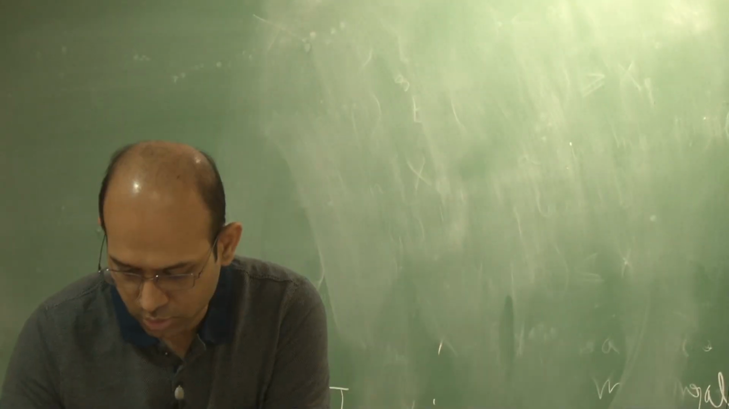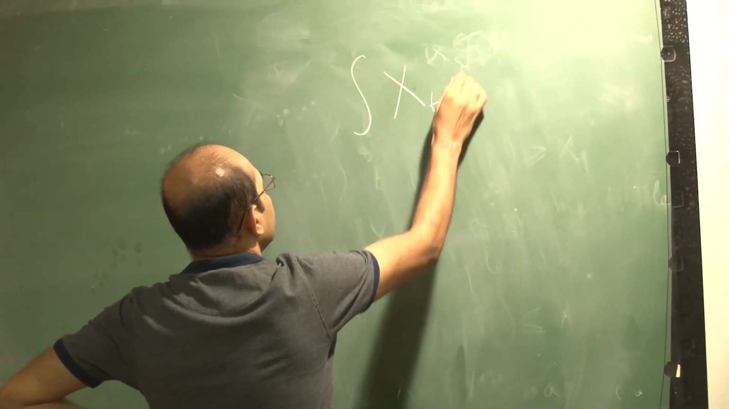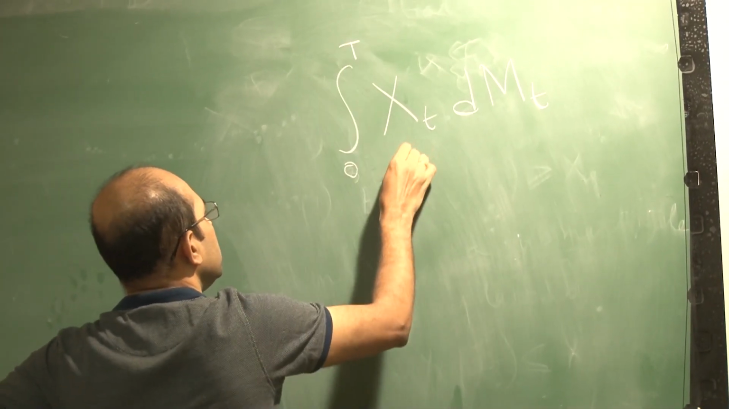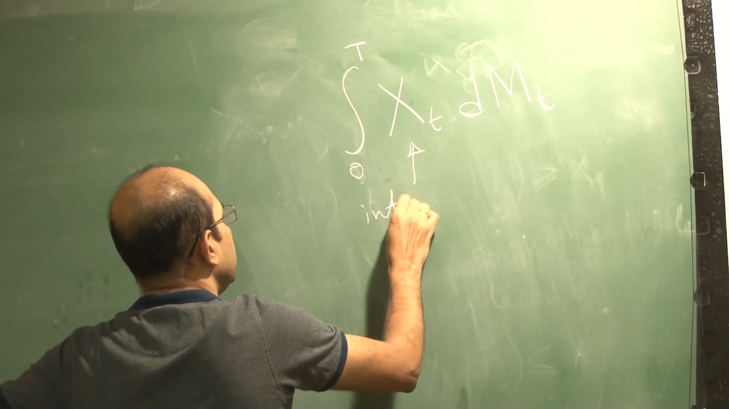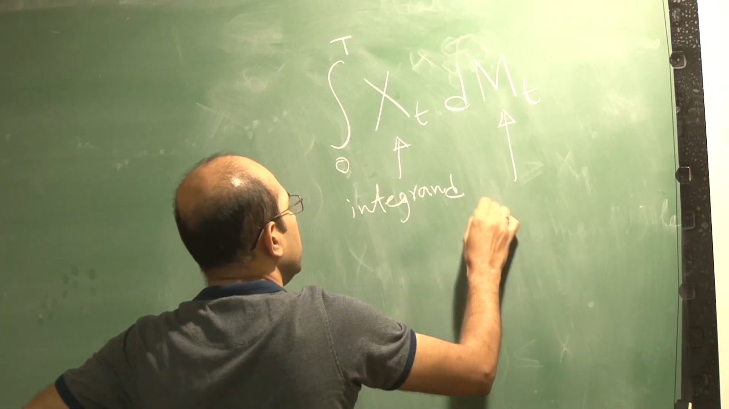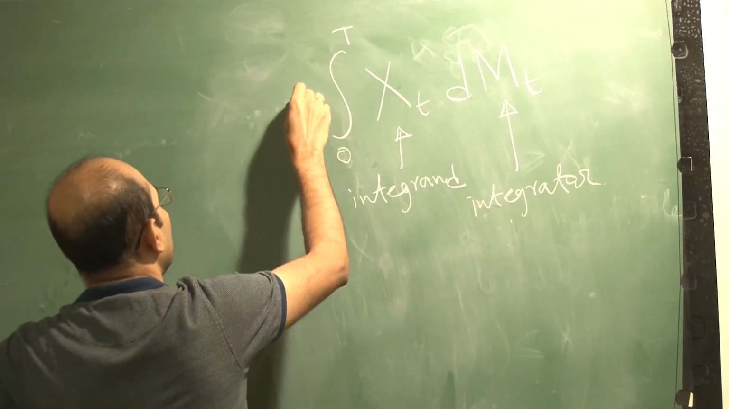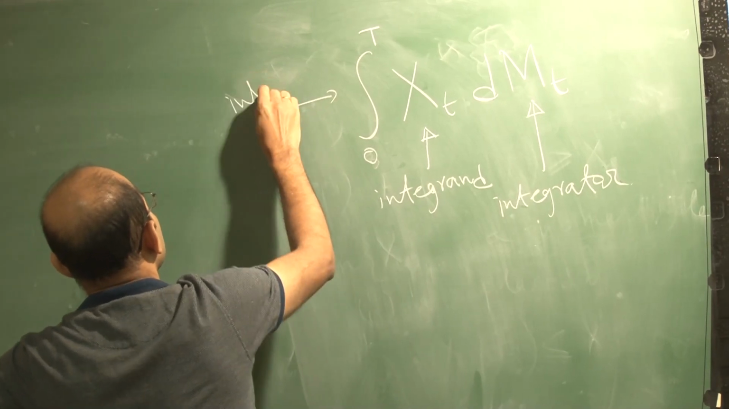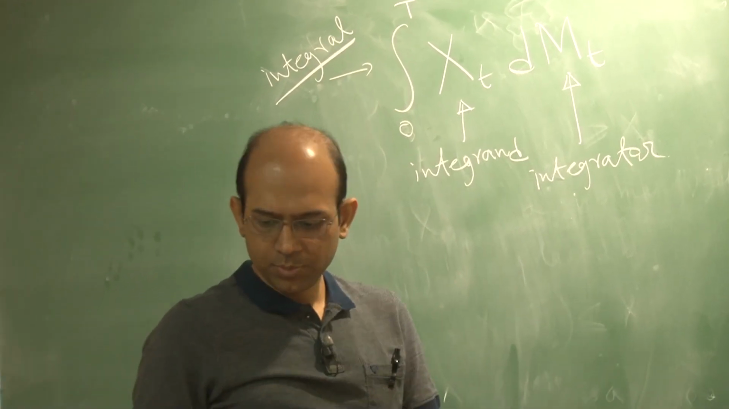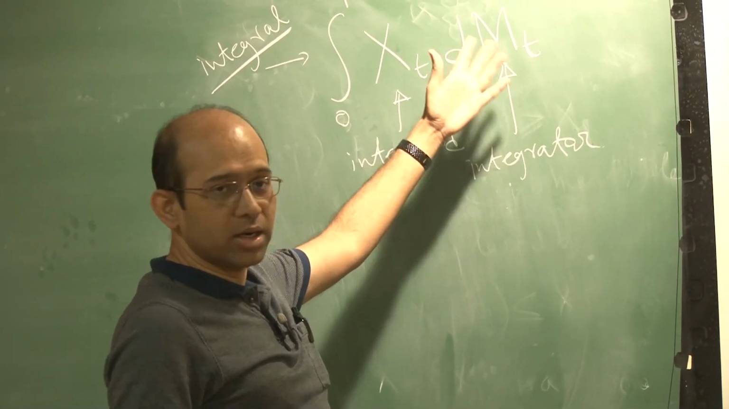So, we are talking about the integration of X_t dM_t from 0 to t. This is the integrand, this is the integrator, and this whole thing is the integral. Till now I was talking about martingales etc.